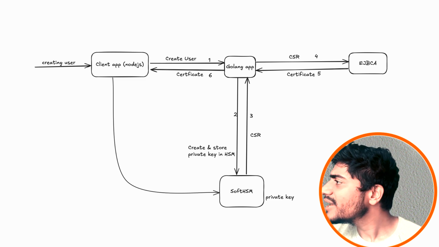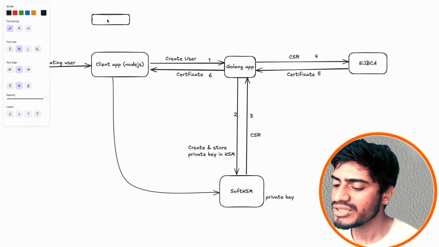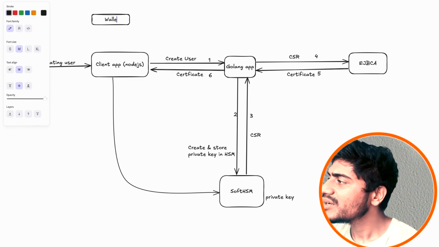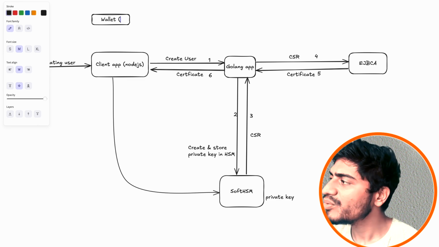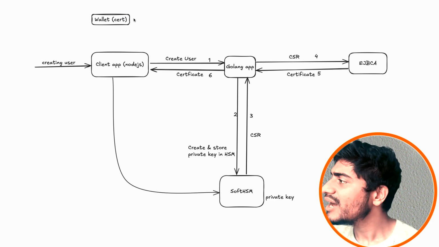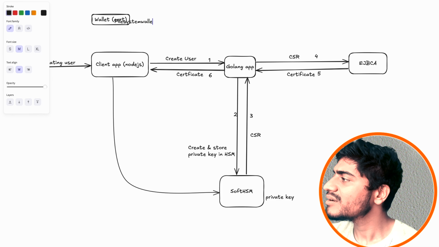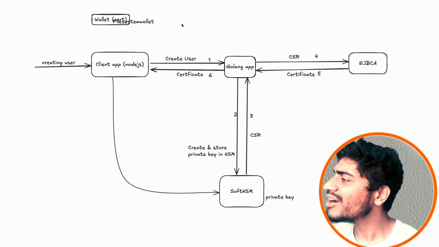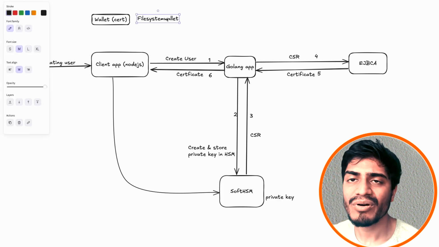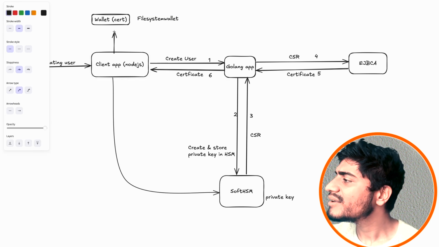So again, I can just draw it quickly here, the wallet part. This is my wallet, where I'm storing only the certificate, because the private key is anyway stored in the SoftHSM. And this can be a file system wallet, or any kind of wallet that you want to implement, maybe file system, CouchDB or in-memory wallet.